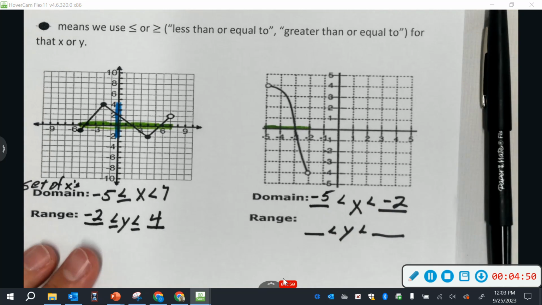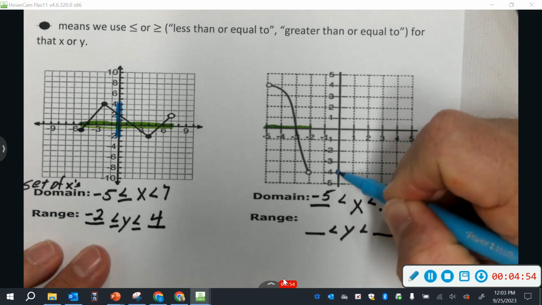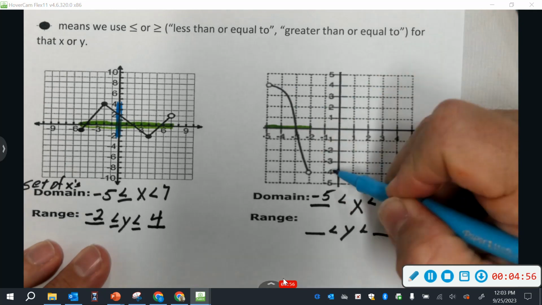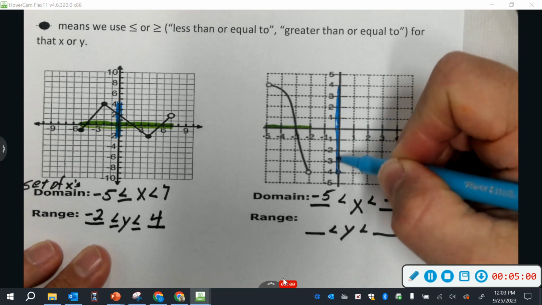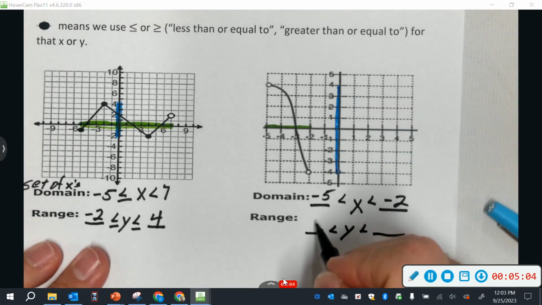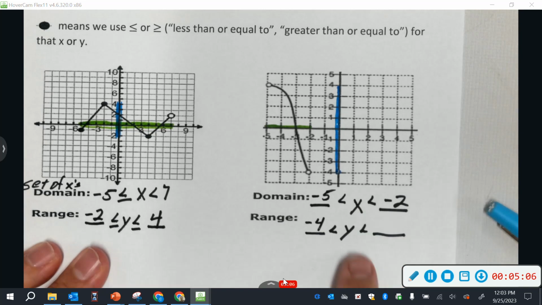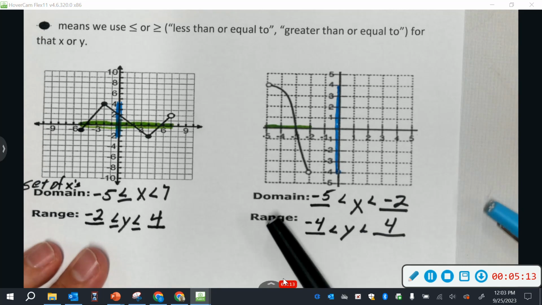Alright, next, our range. Our range is going to start down here at negative 4, and it goes all the way up here to 4. Negative 4 all the way up here to 4. So our range is going to be all real numbers greater than negative 4 but less than 4. And that's it.